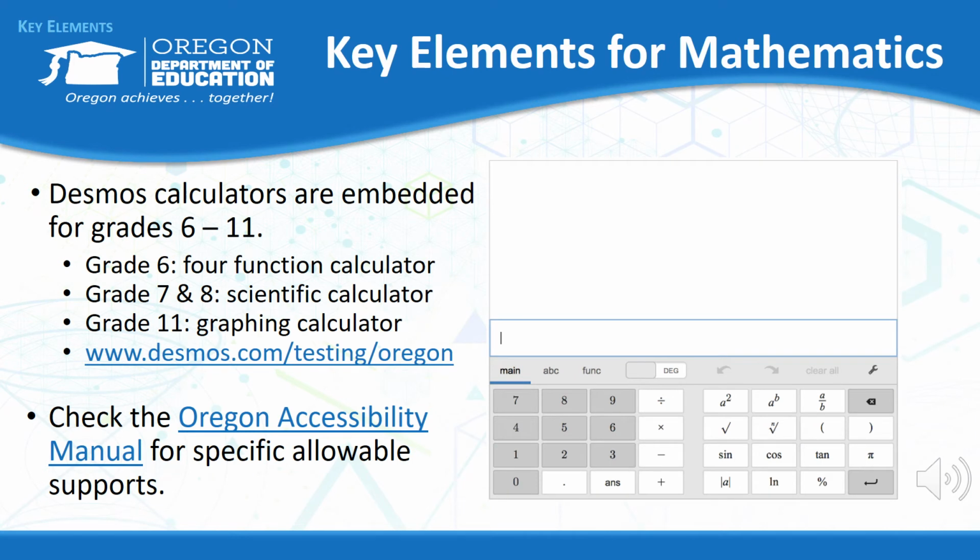A Desmos calculator is embedded within some items in grades 6 through 8 and grade 11. In grade 6, a 4-function calculator is available. In grades 7 and 8, a scientific calculator is available. And in grade 11, a graphing calculator is available. More information about the specific functionality of these calculators can be found on the Desmos website at www.desmos.com/testing/Oregon. For more information on specific allowable supports, please refer to the Oregon Accessibility Manual.